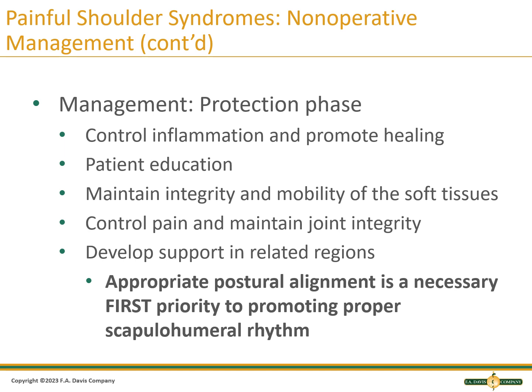Control pain and maintain joint integrity, again utilizing grade 1 and 2 joint mobs as appropriate, and develop support in the related regions. So, appropriate postural alignment is a necessary first priority to promoting proper scapulohumeral rhythm. So, we may need to focus on correcting postural alignment and then building scapular stability before we incorporate the overhead motions or whatever exacerbating motion is causing the painful shoulder syndrome.